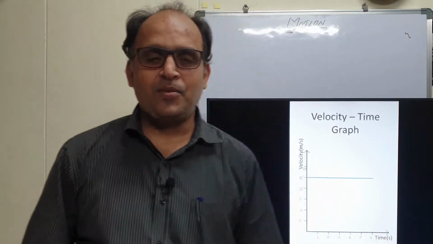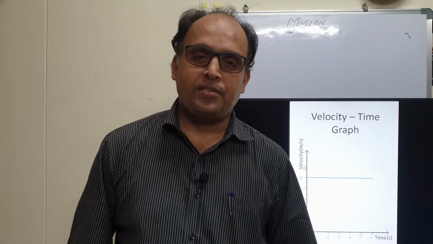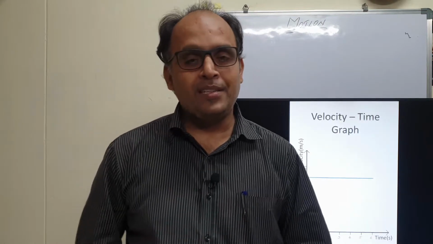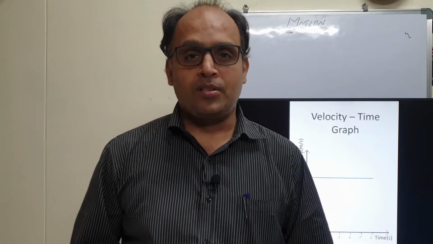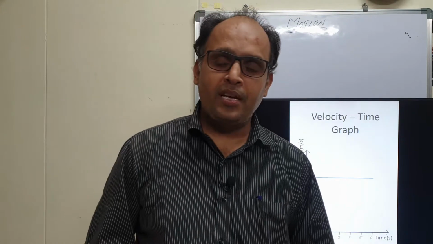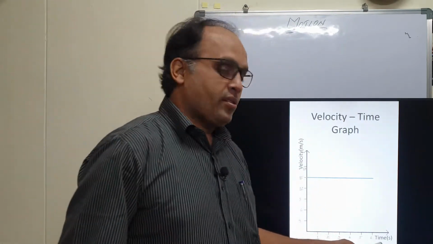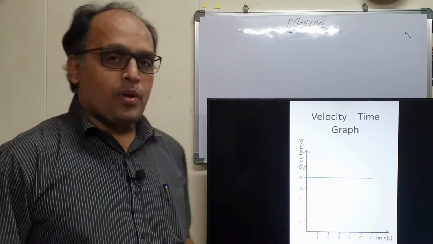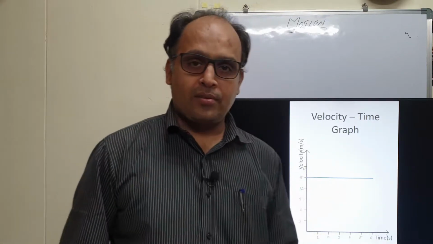In the last class, we learnt about motion graphs and one of them, the displacement time graph. In this class, we will learn about another motion graph, which is the velocity time graph. As I have already told you in the previous class, in all these graphs, time is always taken on the x-axis and the other quantity is taken on the y-axis. So here, the other quantity is velocity, so velocity goes on the y-axis.